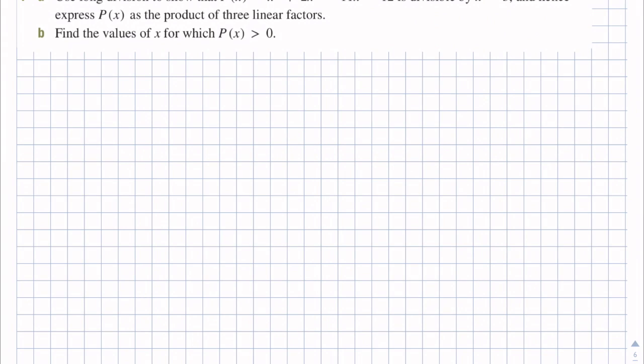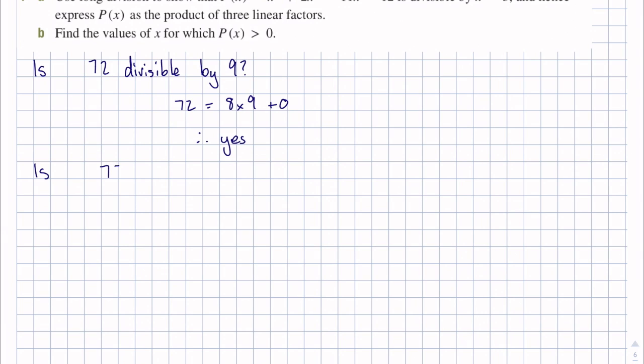Alright, question 7. I'd like to remind you that if something's divisible by something else, there's no remainder. The remainder is 0. So for example, is 72 divisible by 9? Well, I know 72 equals 8 times 9 plus 0, therefore yes.